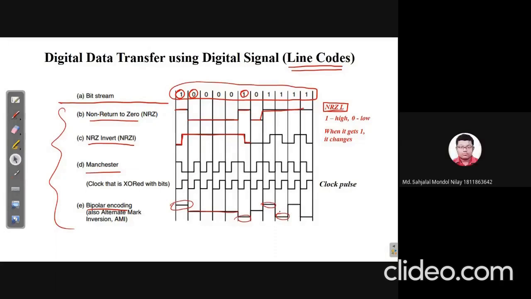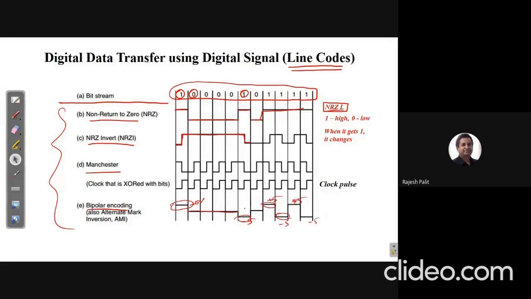Sir, how does it become sometimes positive and sometimes negative here? You see, previously, to send 1 you send +5, next time it will be -5, next time +5, next time -5, +5, -5. But for 0, it is always 0 volt.